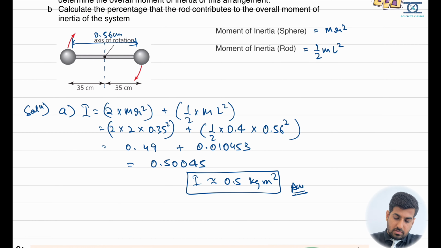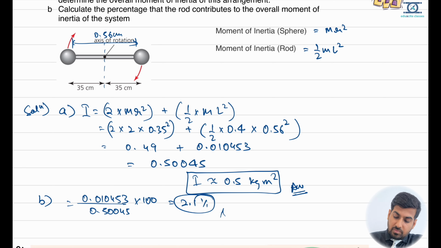Now the B part is to calculate the percentage that the rod contributes to the overall moment of inertia of the system. We know the individual contribution is 0.010453 and the total is 0.50045, times 100. If you solve this, it comes to around 2.1%. So this will be the answer for part B. This is quite easy, guys. So this is how we find the total moment of inertia.